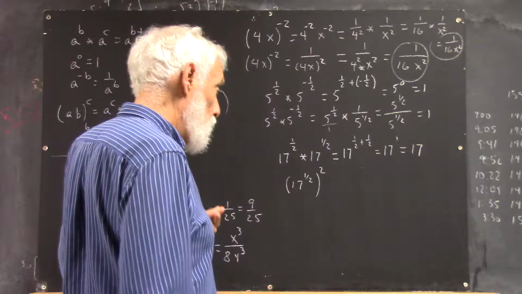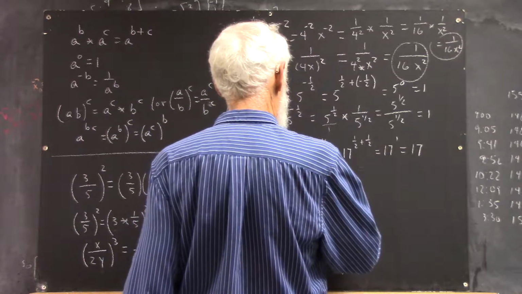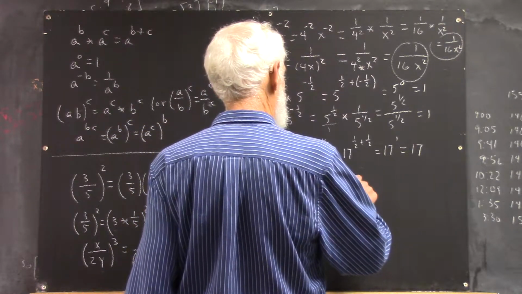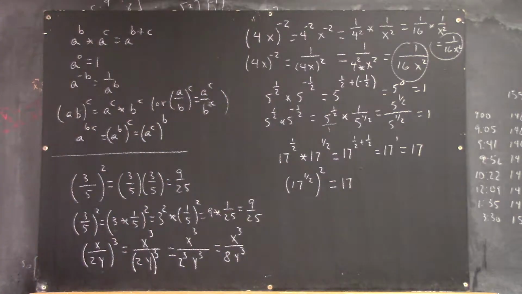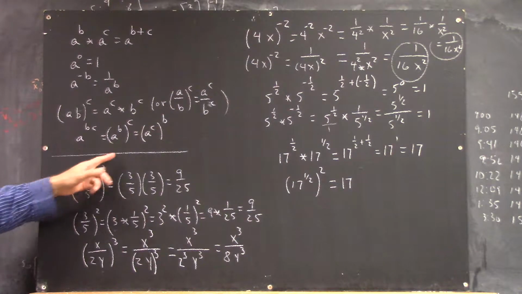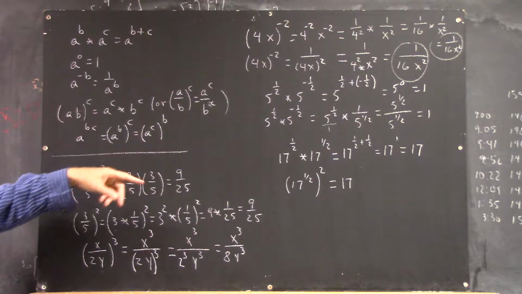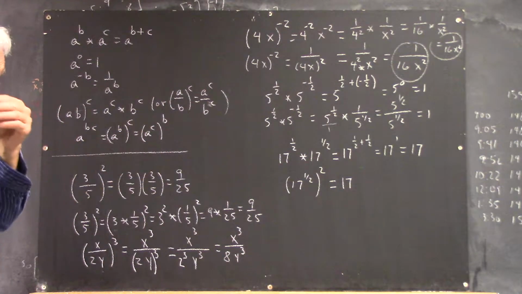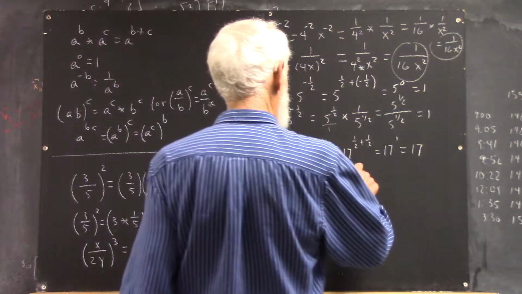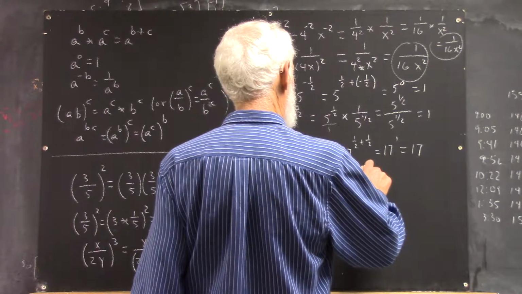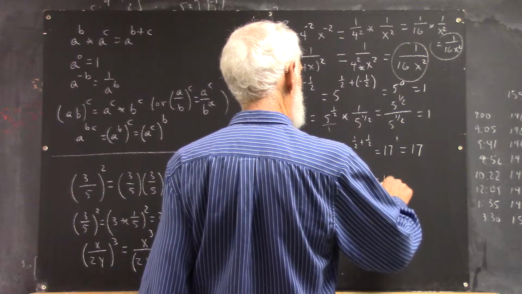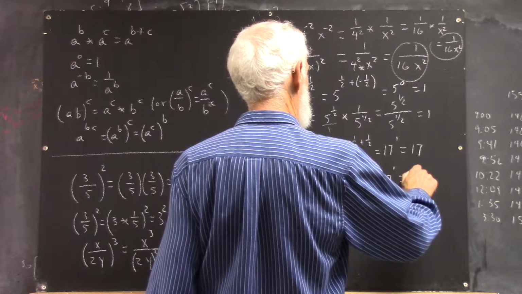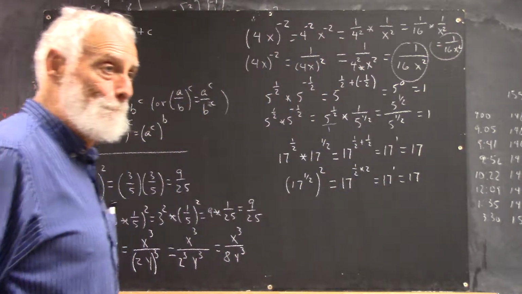And 17 to the 1/2 squared is, of course, 17. What law would I use to simplify that? The last one. A to the B to the C equals A to the BC, right? Now you can use them forward or backward. So that's 17 to the 1/2 times 2. And that's, of course, 17 to the 1, which is 17, right?